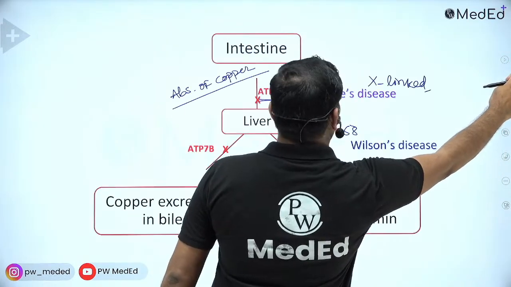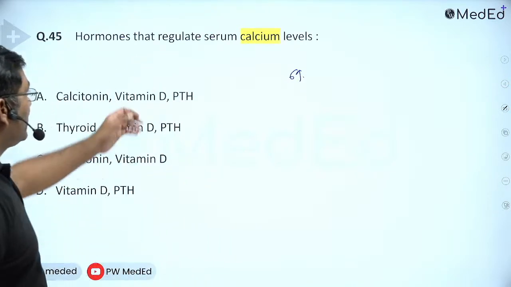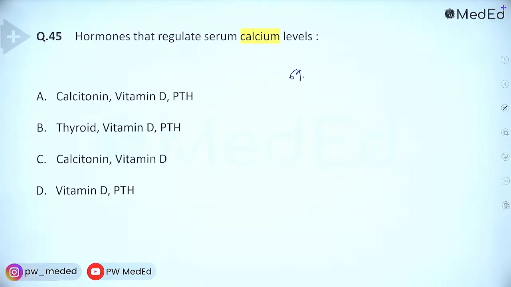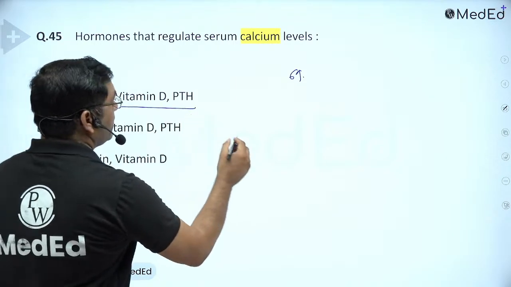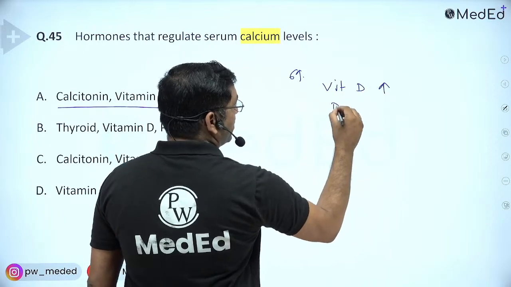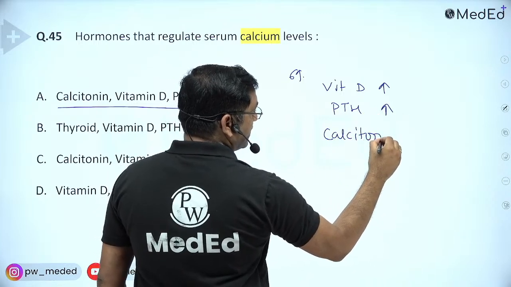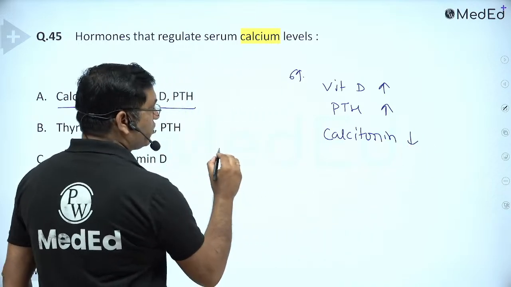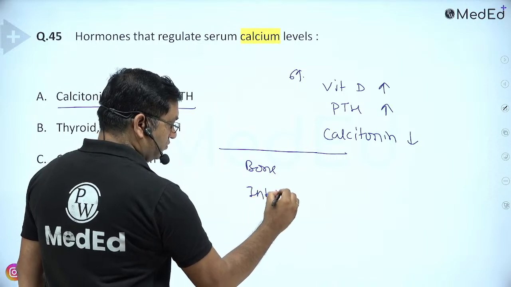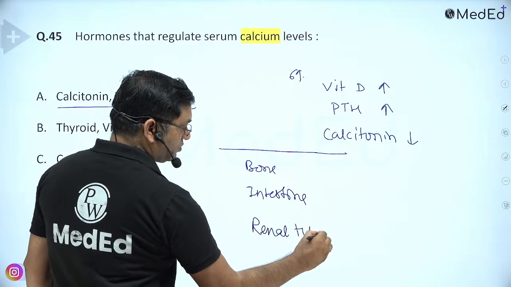So 69: hormones that regulate the calcium levels. So calcitonin, vitamin D, and parathyroid hormone, they regulate the calcium level. Vitamin D increases the calcium level. The parathyroid hormone increases the calcium level, while calcitonin decreases the calcium level. They particularly act on three target tissues, that is bone, intestine, and renal tubules.